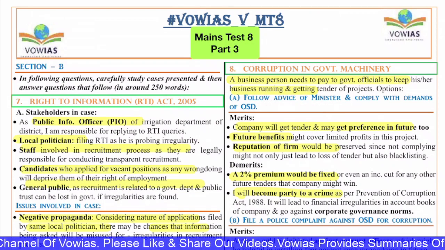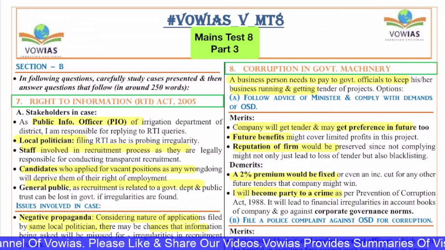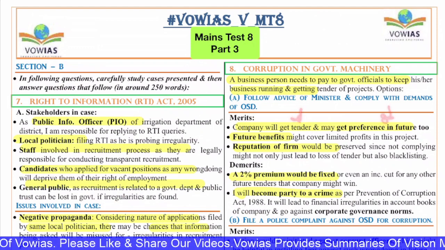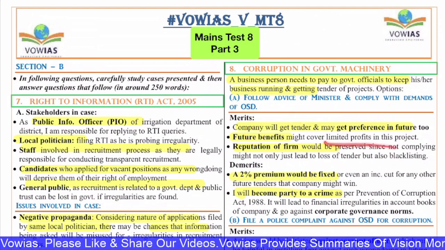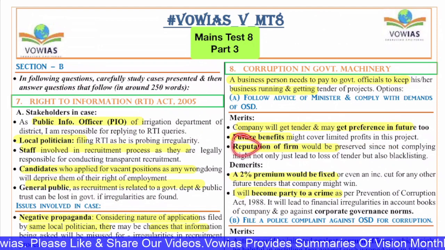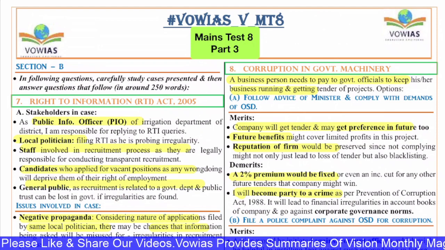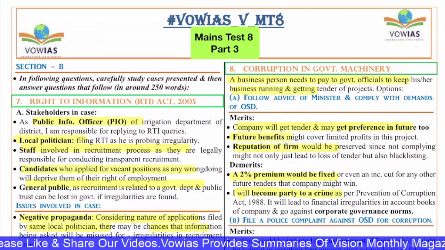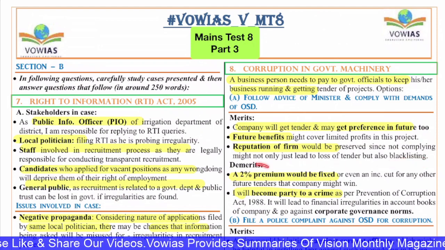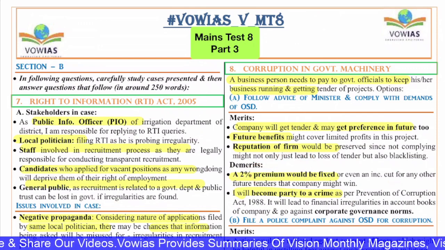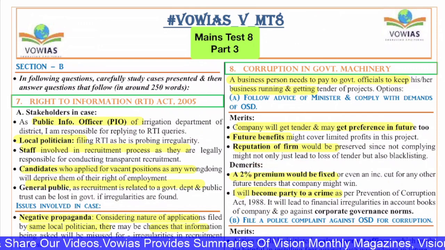So first, option A: follow the advice of the minister and comply with the demands of the OSD. What are the merits of this? The company will get the tender and may get preference in future too. Future benefits might cover the limited profits in this project. The reputation of the firm would be preserved, since not complying might lead not just to loss of the tender but also to blacklisting. But the demerit is that a 2% premium would be fixed, or even an increase in the cut for any other future tenders that the company might win.